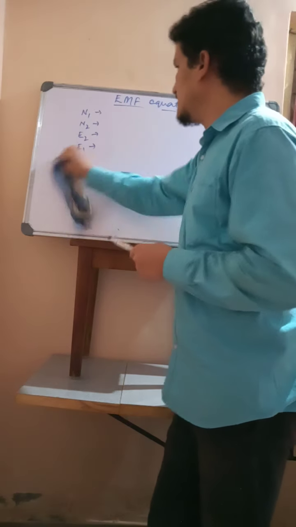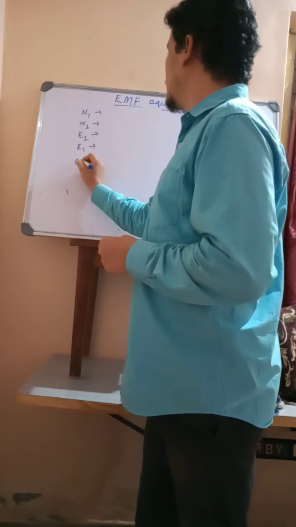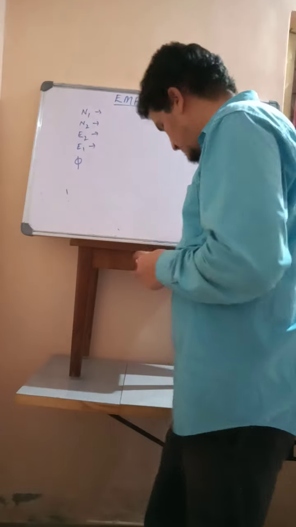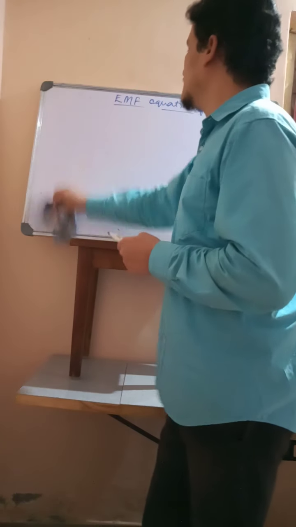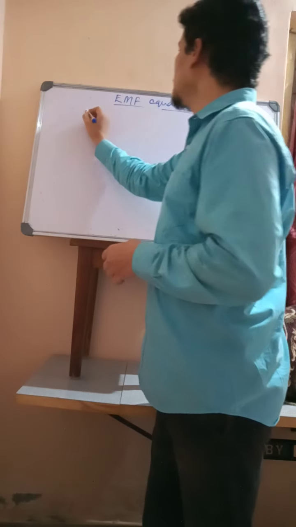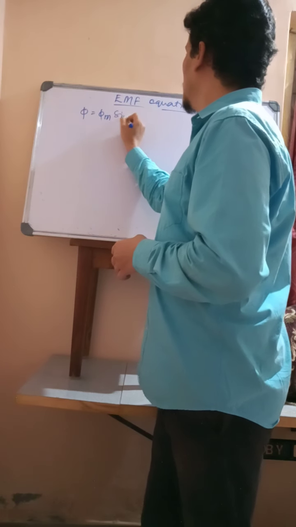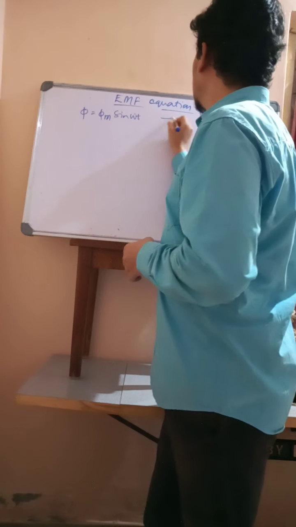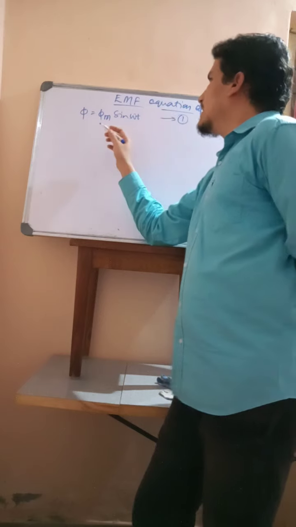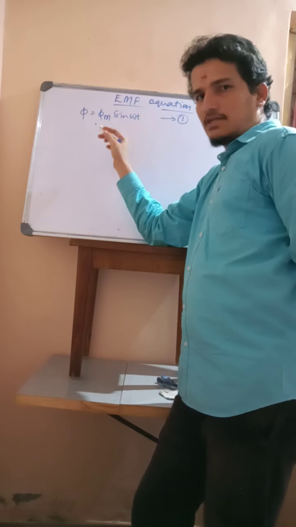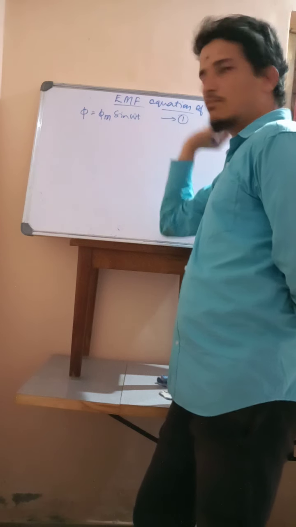Let this alternating flux phi be like this. In the standard form I am writing, phi is equal to phi m sin omega t. Mark this as equation number 1. So phi is the magnetic flux, alternating flux. The instantaneous value is given by phi m sin omega t.